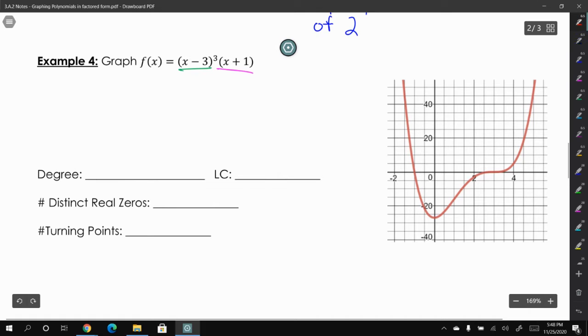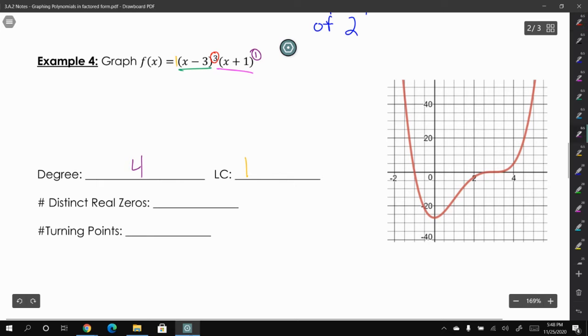The x minus 3 has a 3 above it as our exponent, and there's that invisible 1 on x plus 1. So your degree is going to be 4. Your leading coefficient again is that invisible 1 in front. Number of distinct real zeros.